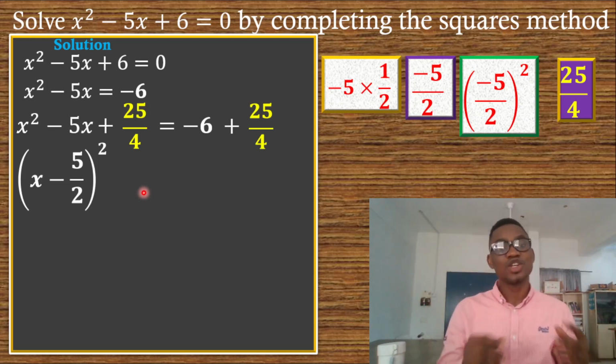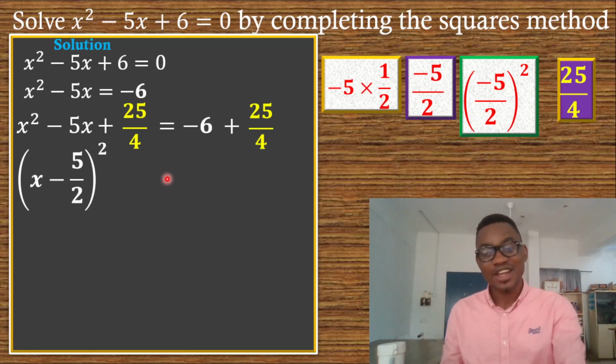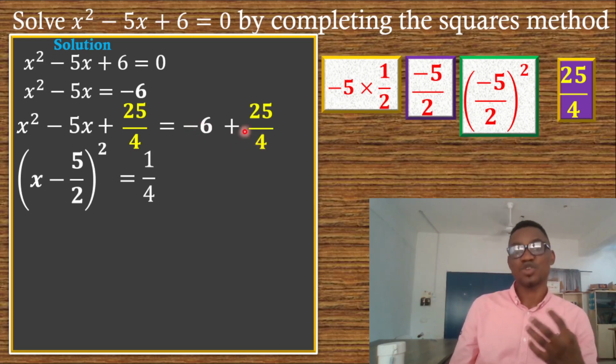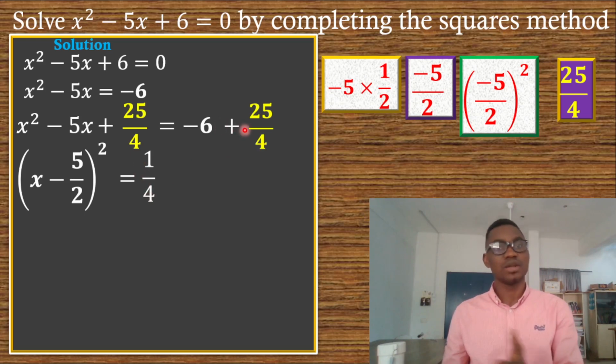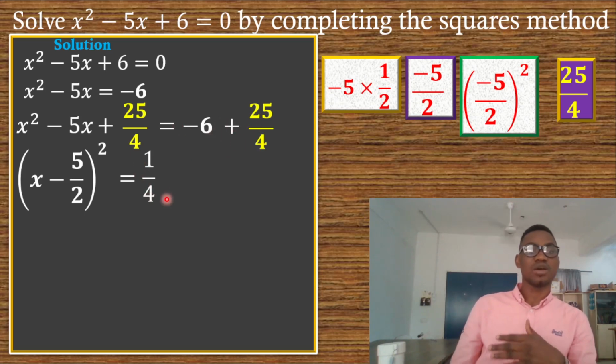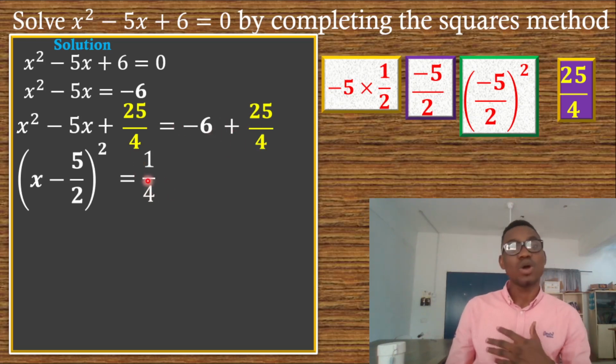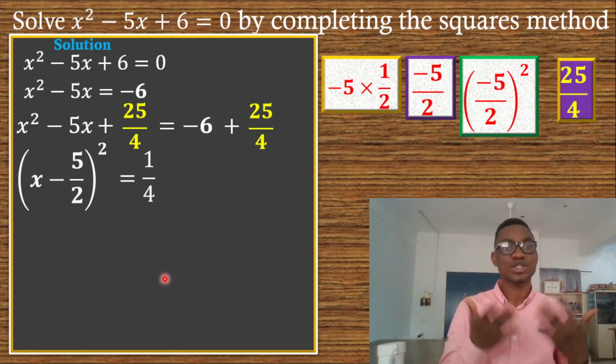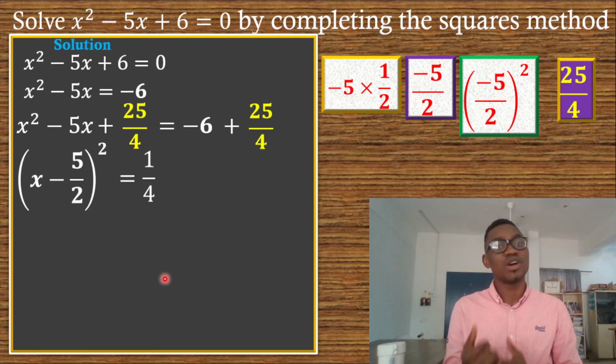Then we proceed to simplify the right hand side. Okay, 4 times minus 6 is what? Minus 24. Then minus 24 plus 25 over 4 returns 1 over 4. Okay, we simply took the LCM of the right hand side and we simplified to get 1 over 4. It's very, very simple. Okay, don't forget we are solving for x. We're trying to get the value of x.